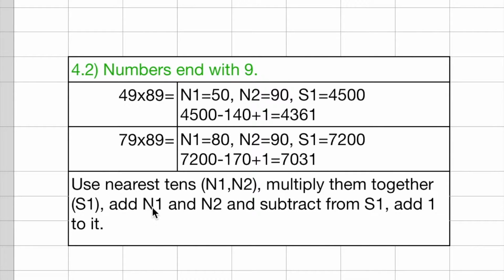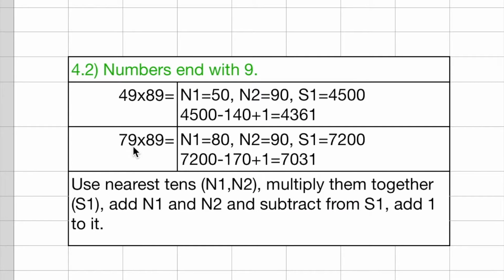Then we add n1 and n2 and subtract from S1. So n1 plus n2 is 140. So we subtract 140 from 4500 and then we add 1 to it. So the answer becomes 4361. Let's do one more example.